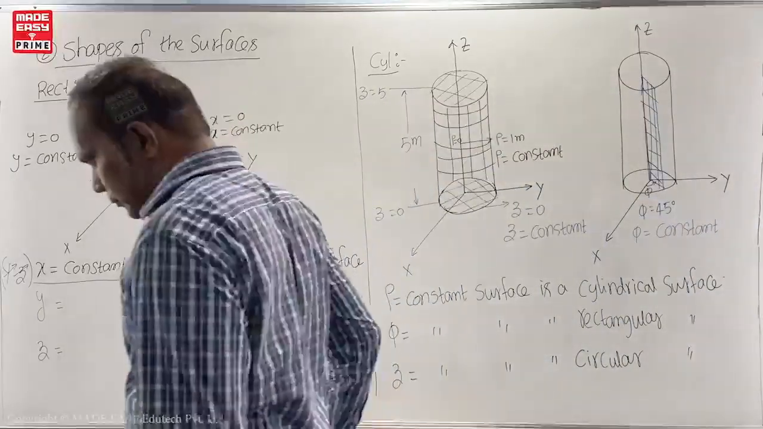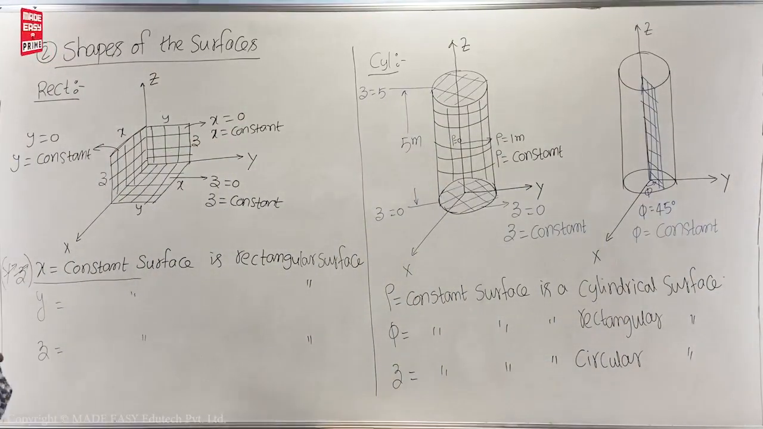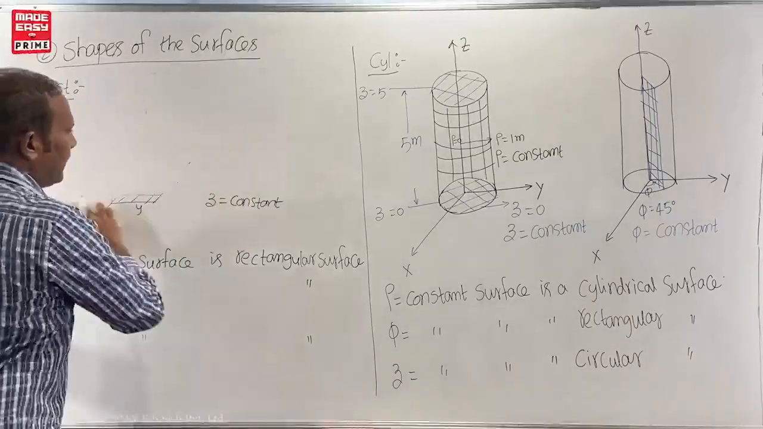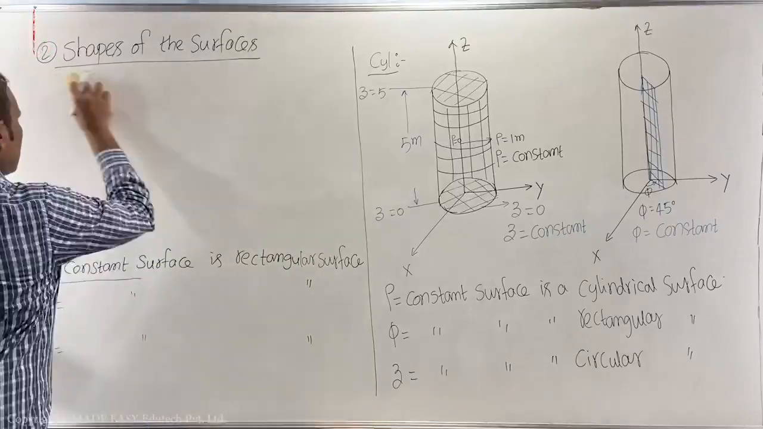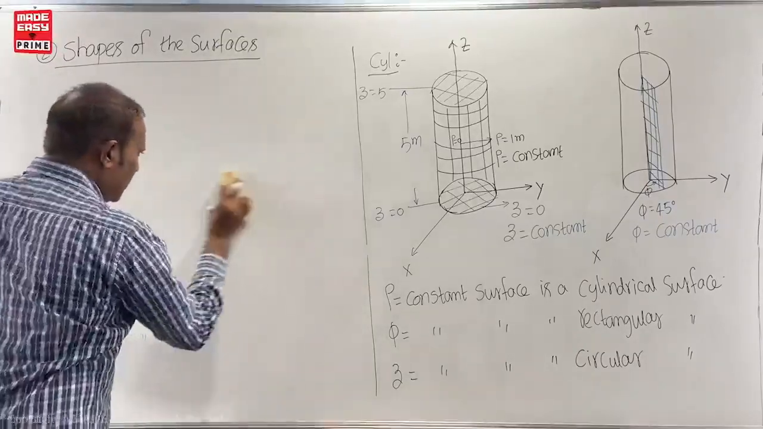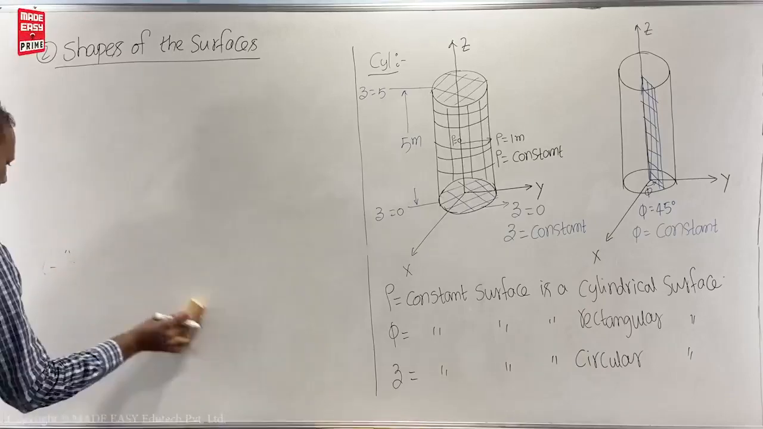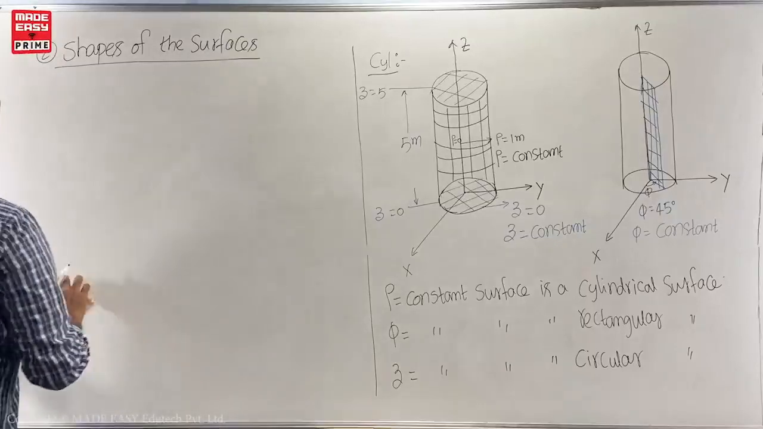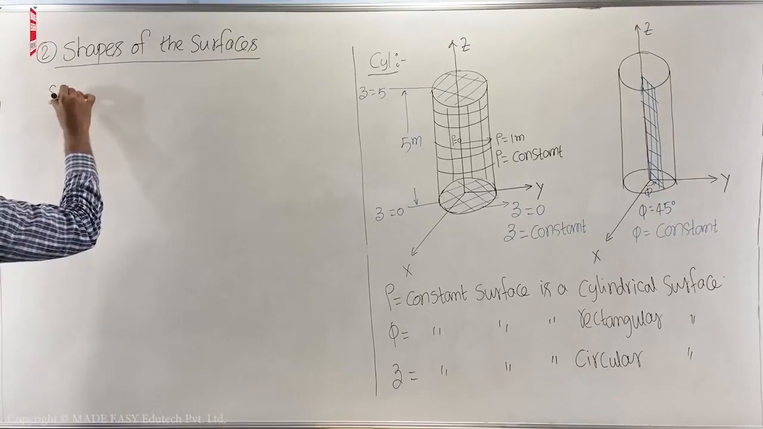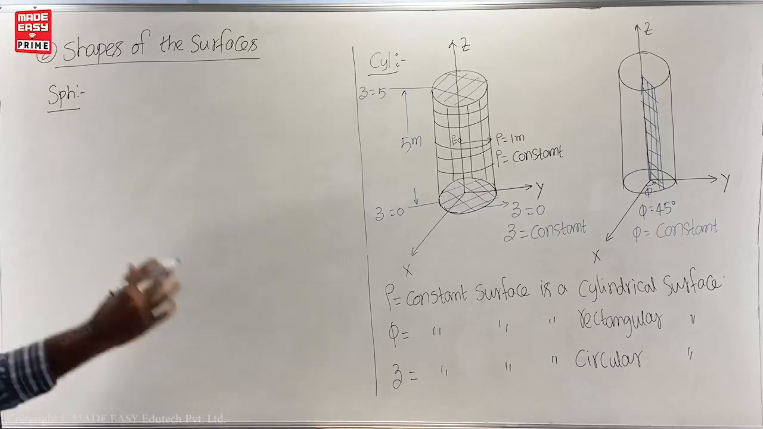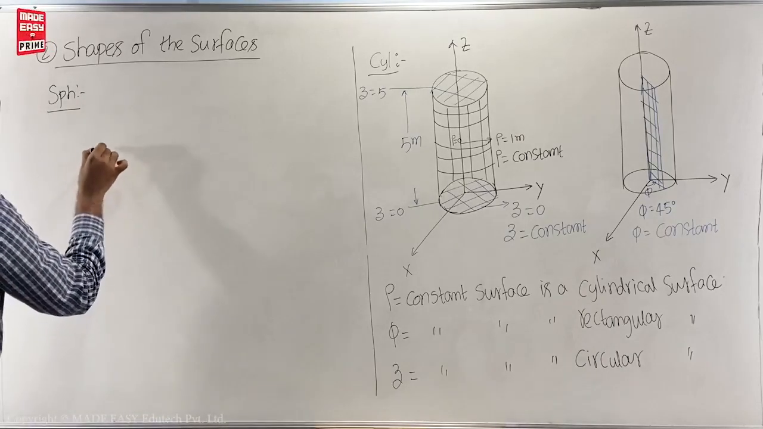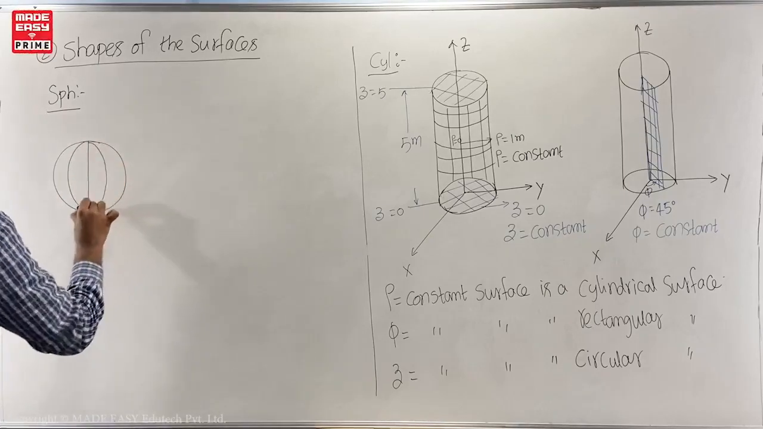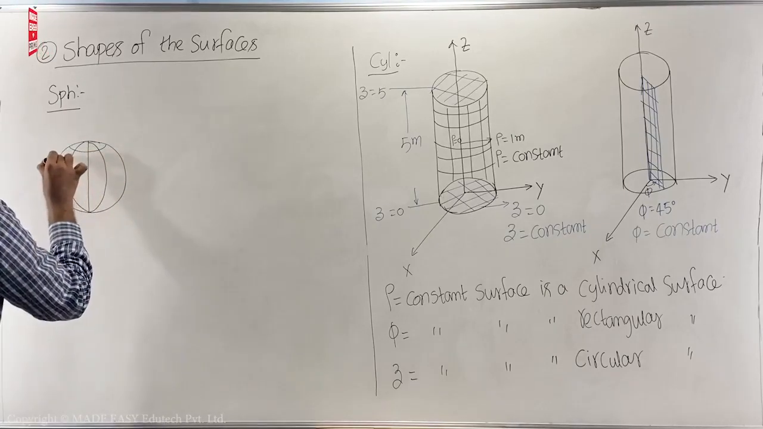Now let us go to the spherical coordinate system. In the spherical coordinate system, if you make r constant, theta constant, then phi constant, what are those surfaces? Let us see now. So like this, in spherical system, actually you take a sphere like this. Okay, dear friends.